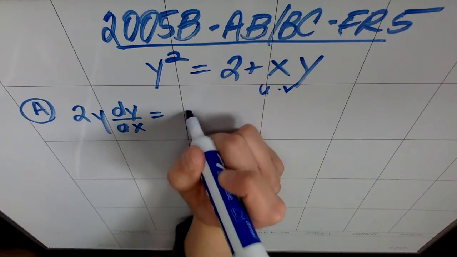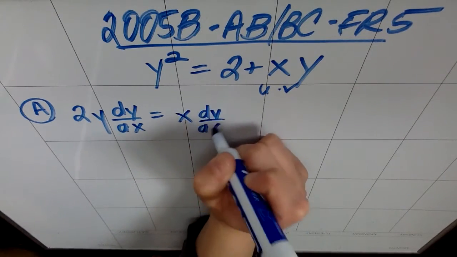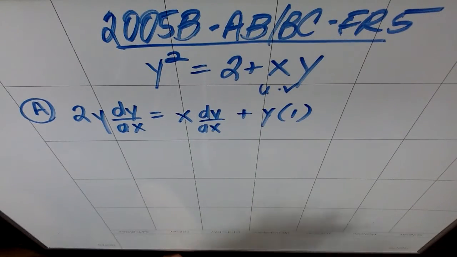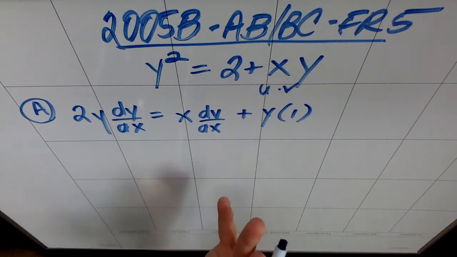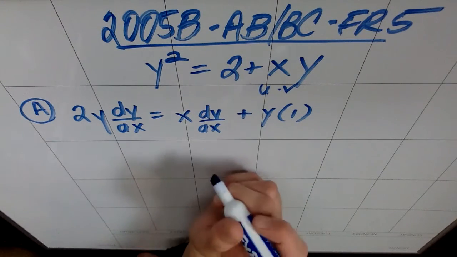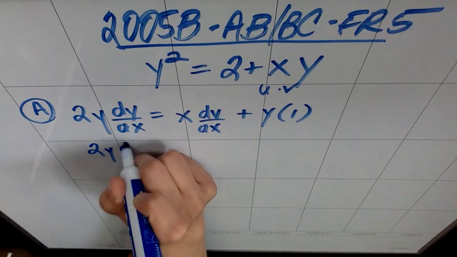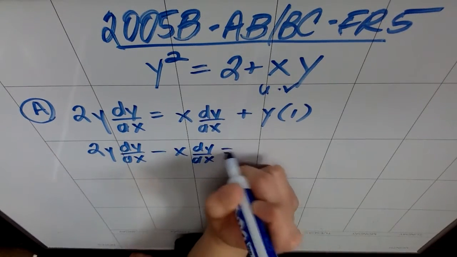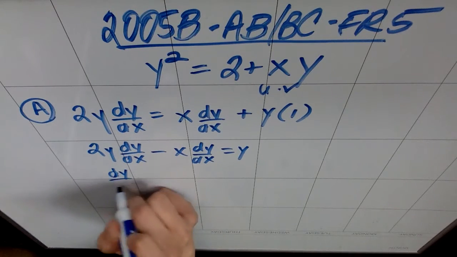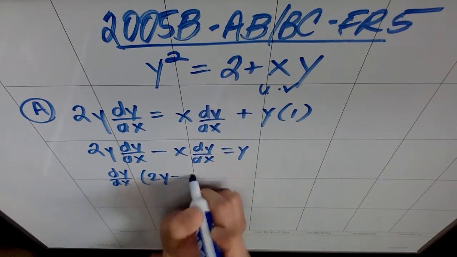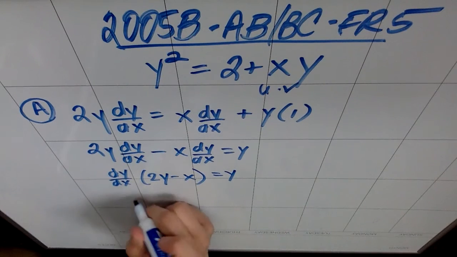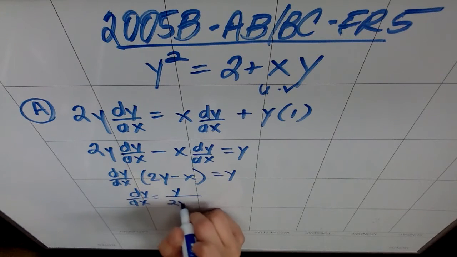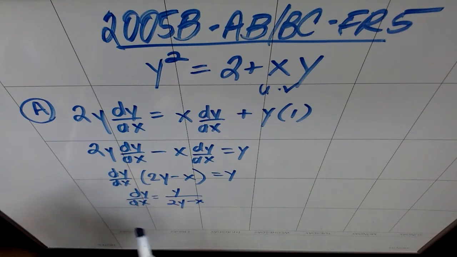So u dv, which will be dy/dx, so u is my x, dv is dy/dx, plus v, which is y, du, which is just a dx or a 1. Now I want to move all my dy/dx's to one side, so I subtract my x dy/dx over, so I get 2y dy/dx minus x dy/dx equals y. Then I factor out a dy/dx, so dy/dx times the quantity 2y minus x equals y, and then I divide that over, and I get dy/dx equals y over the quantity 2y minus x, and that's what they asked me to show.